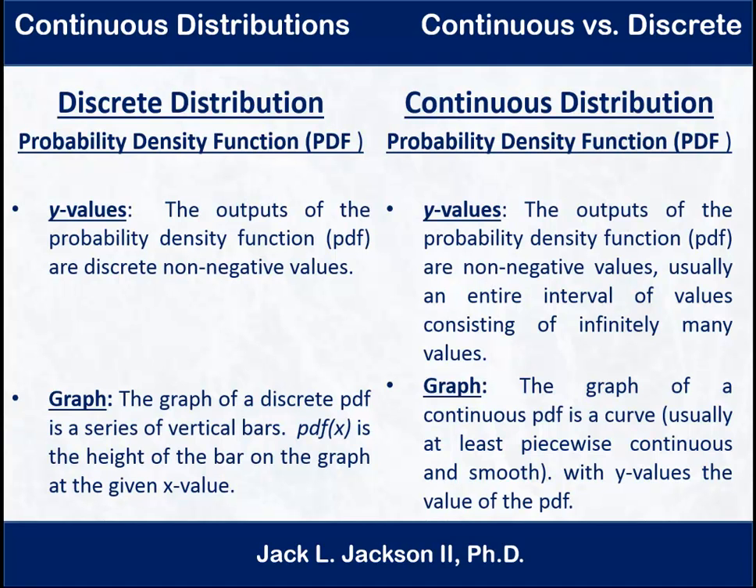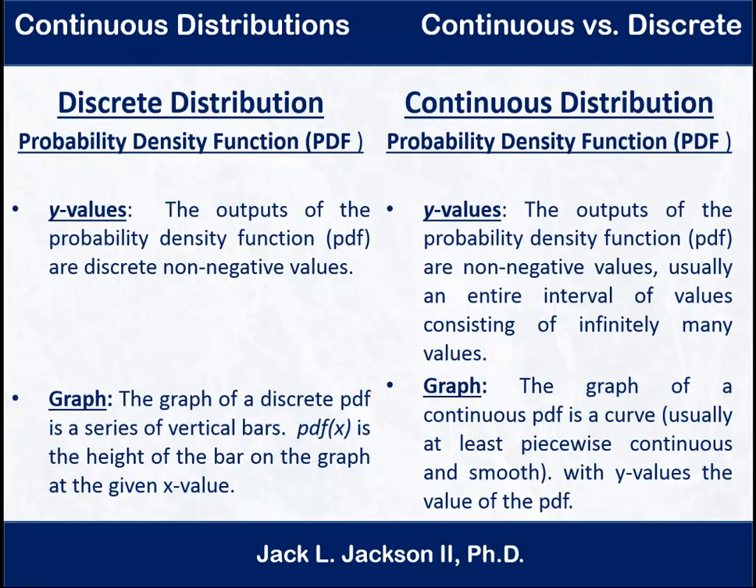So let's start by talking about the probability density function, the PDF. Let's recall what we had in the discrete case, and we'll see what we can leave the same and what we have to modify slightly for the continuous case. In the discrete case, the y values were the output of the probability density function. They're discrete, non-negative values. In the continuous case, the y values will again be the outputs of the probability density function. Again, they will be non-negative values, but this time they're usually defined over an entire interval of values consisting of infinitely many values, uncountably infinitely many values.